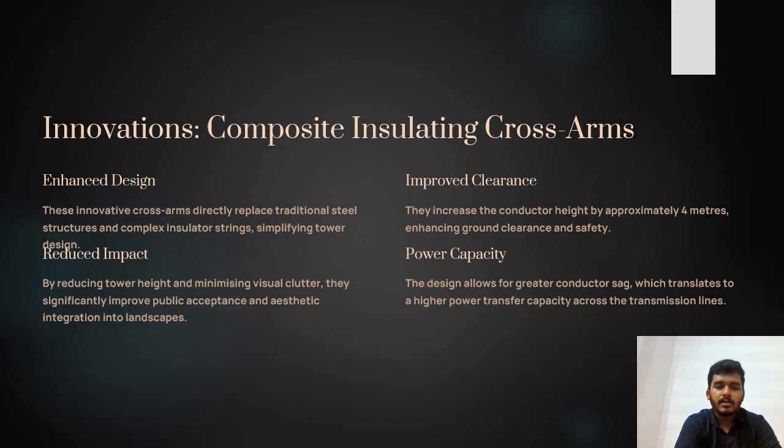So now, innovations: composite insulating cross arms, enhanced design. These innovative cross arms directly replace traditional steel structures and complex insulator strings. They simplify the tower design, reducing the tower height and minimizing visual clutter. They significantly improve public acceptance and aesthetic integration with landscapes, since the power transmission line needs space to be established. Improved clearance means an increase in conductor height of approximately 4 meters, enhancing ground clearance and safety.